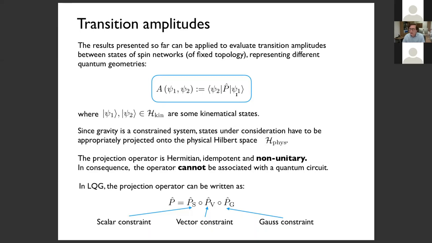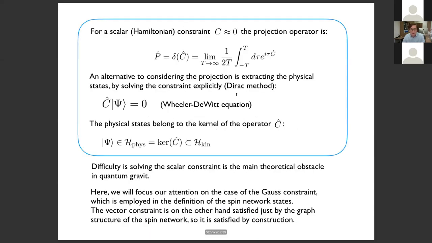So in our considerations, we try to avoid that problem and consider only the states which already satisfy the constraint. We restricted our focus to states which satisfy the Gauss constraint. However, the Gauss constraint is the simplest one to solve. By the way, we are preparing a paper right now on the problem of solving a scalar constraint using quantum circuits, but this is work in progress, so I'm not going to go into the details of that.